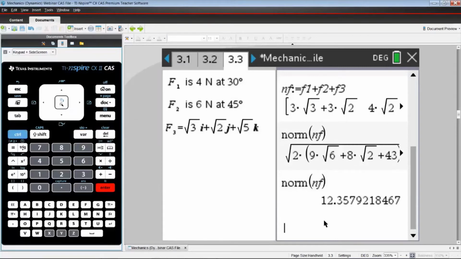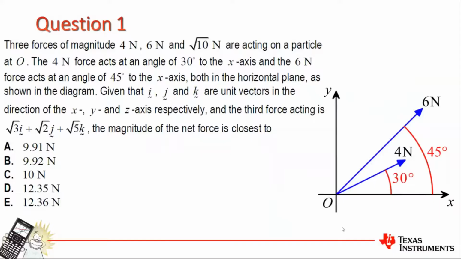Now the question states we need this correct to 2 decimal places. So looking at the second decimal place, it's 5. The third decimal place is 7. So that 7 rounds the 5 up to 6. So the answer is 12.36, which you can see right there. That is our first question, the very first multiple choice question. So hopefully you got E when you tried out the question as well.